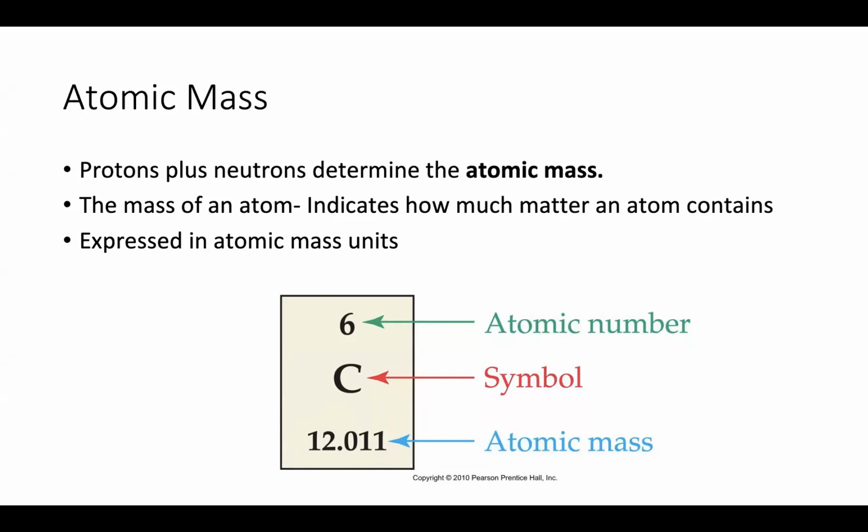Okay, so you should be able to distinguish between the information or the use of the atomic number versus the atomic mass. The atomic number is the number of protons, whereas the atomic mass, right, which indicates the mass of the element, is determined by the number of protons plus neutrons in the nucleus of that atom.